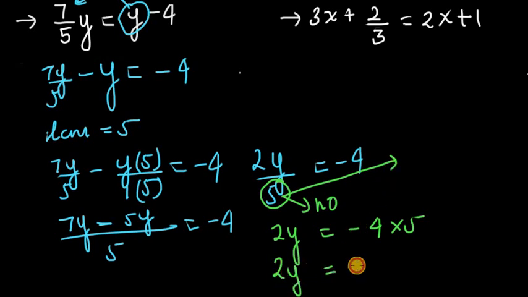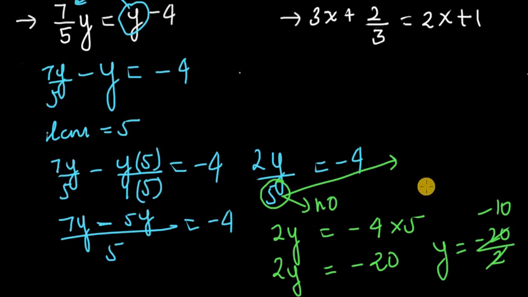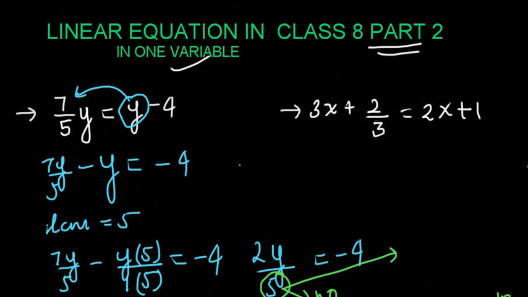So 2y equals to minus 20 and y equals to minus 20 divided by 2. Okay, this 2 is in multiplication with y. So if we shift it there, it will become divided by 2. So let's cancel this. So we get minus 10. So this is the y. Okay, so this is the solution for this equation over here.